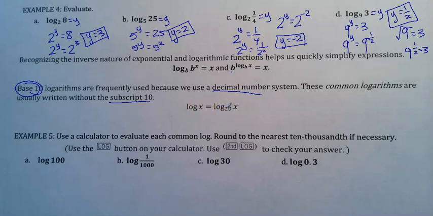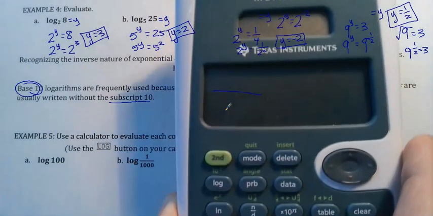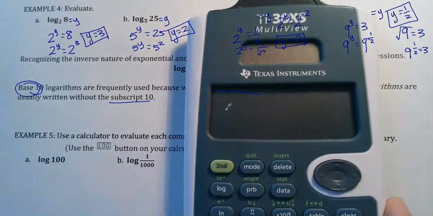All right, so example 5, you can use a calculator to evaluate each common log. You're going to round to the nearest 10,000th if necessary. So we're going to use the log button on your calculator.